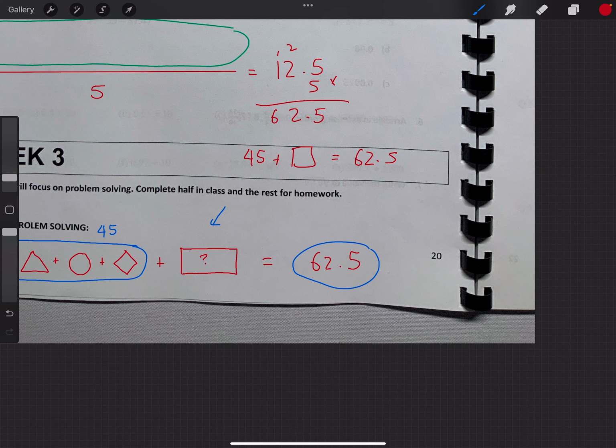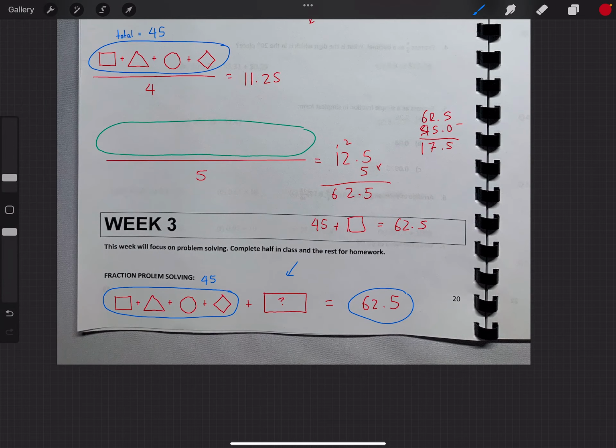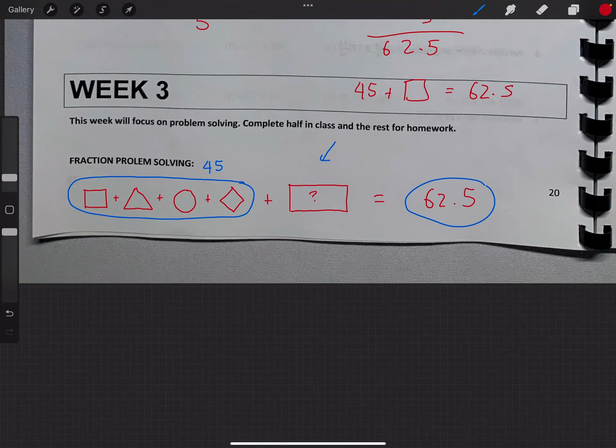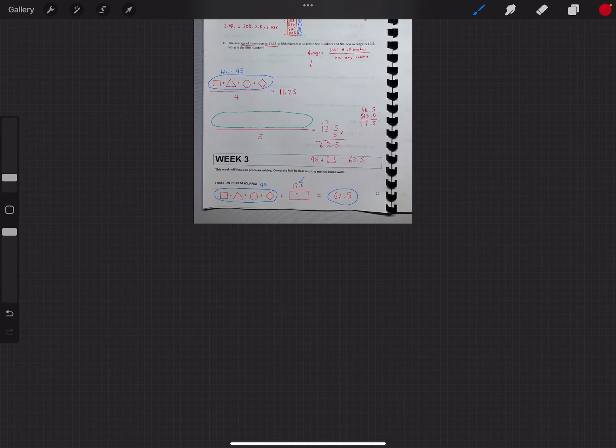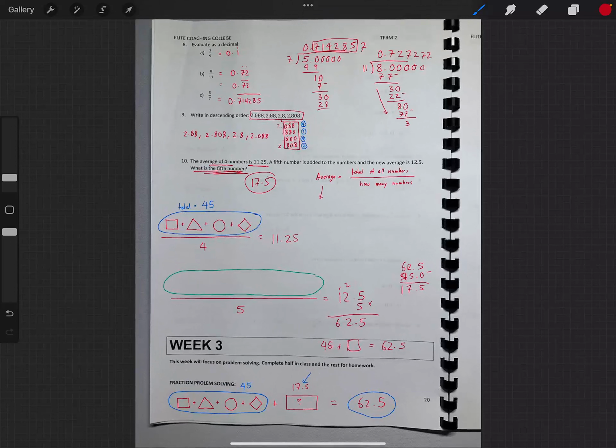So what's this number? Well, just do a subtraction: 62.5 take away 45. We just find the difference between the two numbers. 5 take away 0 is 5. 12 take away 5 is 7. And this will equal 1. So the answer is 17.5. This fifth number has to be 17.5 for everything else to work out. So the answer is 17.5. There's your answer. Hope that helps.